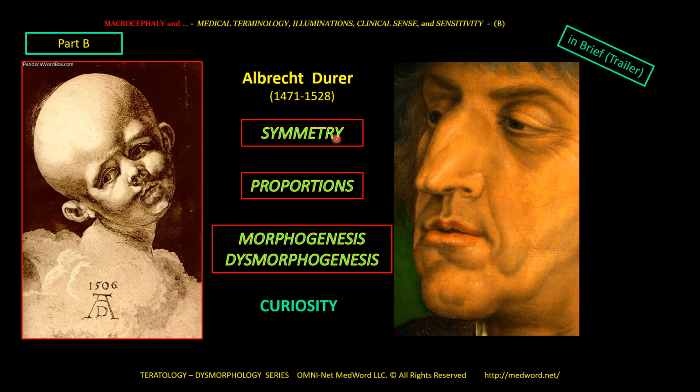Along the way, we emphasize two particular aspects that often are neglected: attention to symmetry and proportions. This proportion, that means altered morphogenesis, is the core of dysmorphogenesis. And this whole process requires that the clinician be curious. And clinicians tend to lose curiosity if they feel incompetent from engaging in such a process.